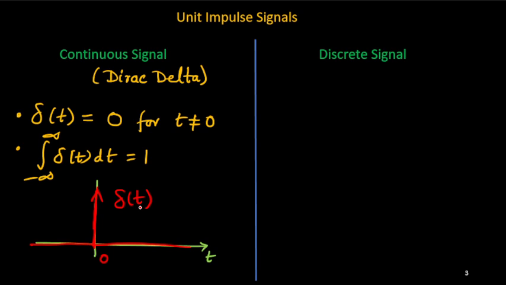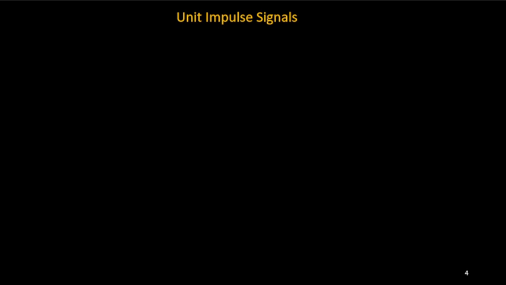Now how to get this del of t? This looks impractical, because at t equal to 0, its magnitude is infinite. How is that possible? Right? To get this idea of del of t, we can consider some kind of approximation, and then we can start.